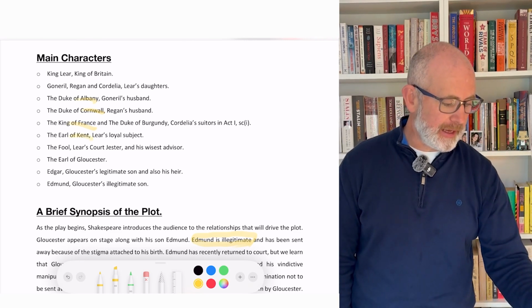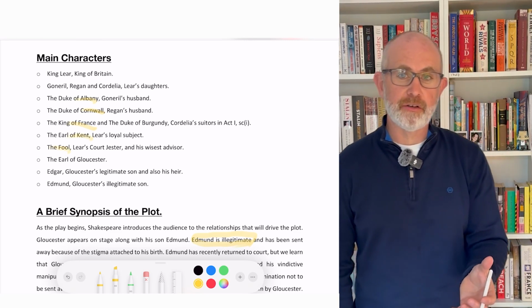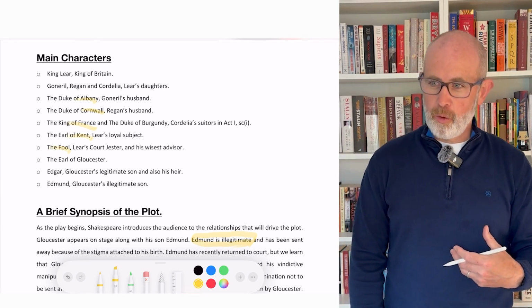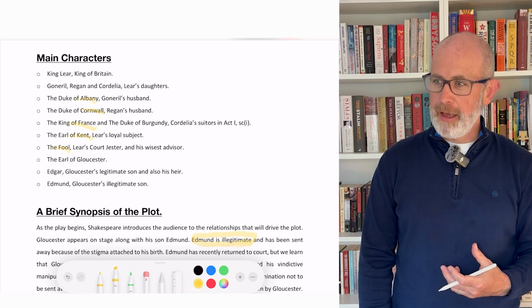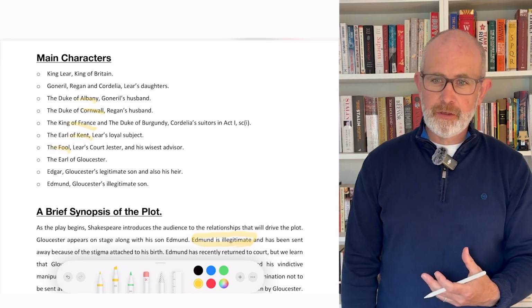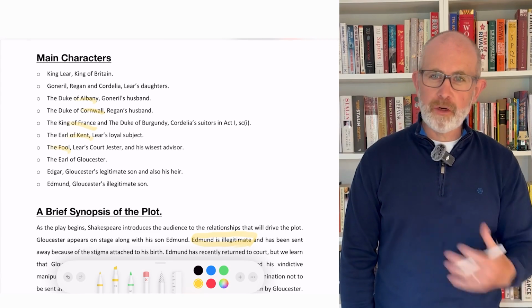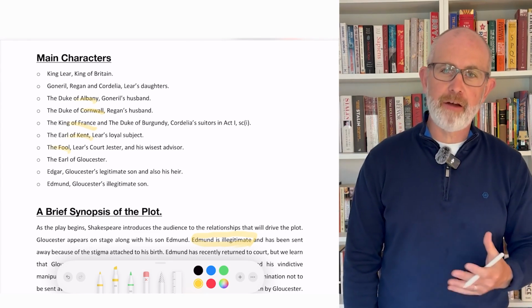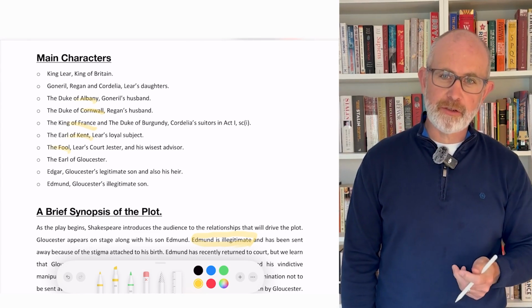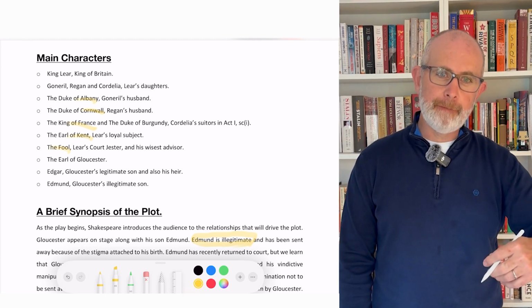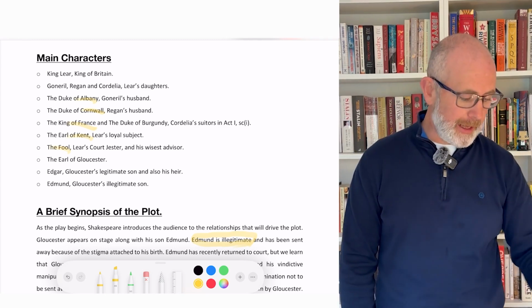And then you have people like Kent and the Fool, two of the most fascinating characters that Shakespeare has ever created. Kent, this kind of gritty portrayal of just human loyalty and decency. And the Fool, one of the most fascinating and complex characters that Shakespeare has ever created, who comes out with some of the best lines that Shakespeare ever wrote in this play.